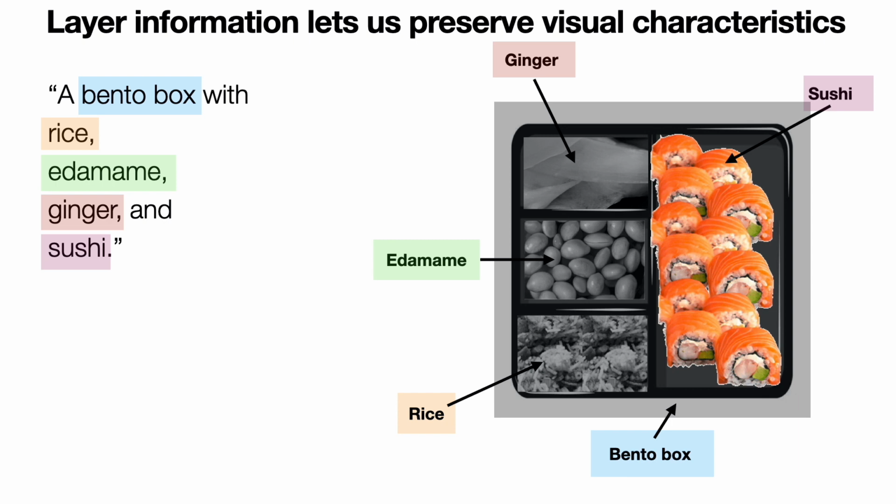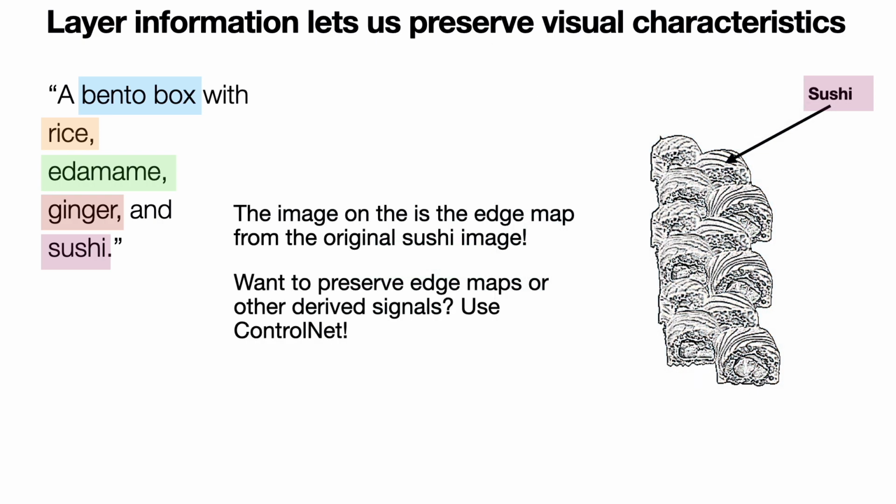Layer information also lets us preserve key visual characteristics. For the sushi, I might want to preserve the edge maps. By extracting the edge map for the layer, we can leverage a modified version of ControlNet to preserve this information in the generated image.